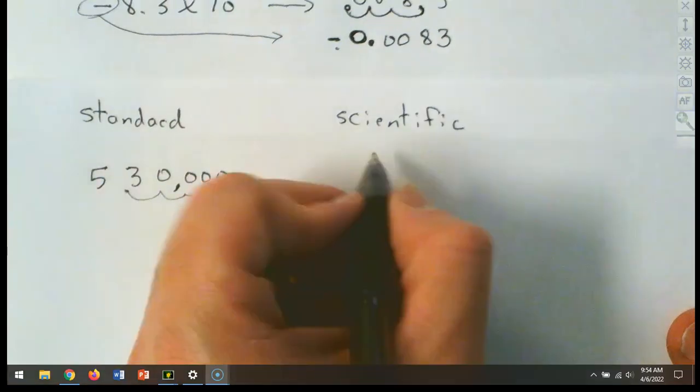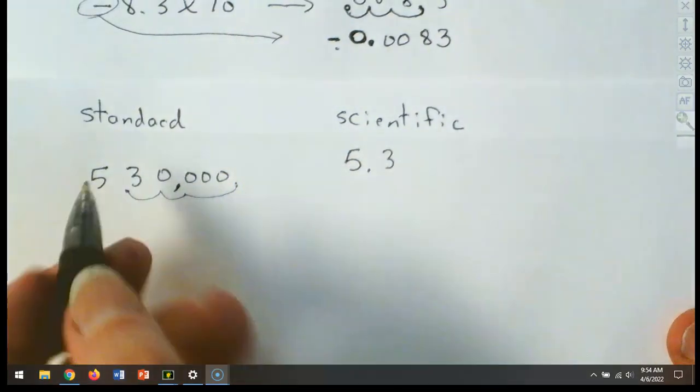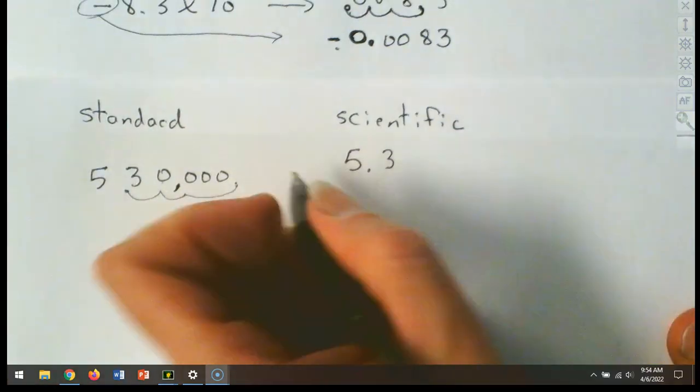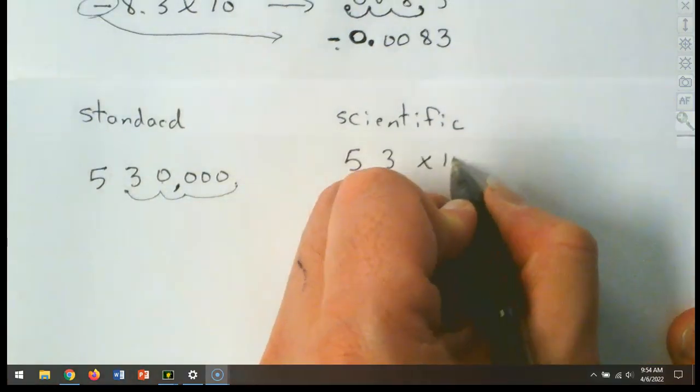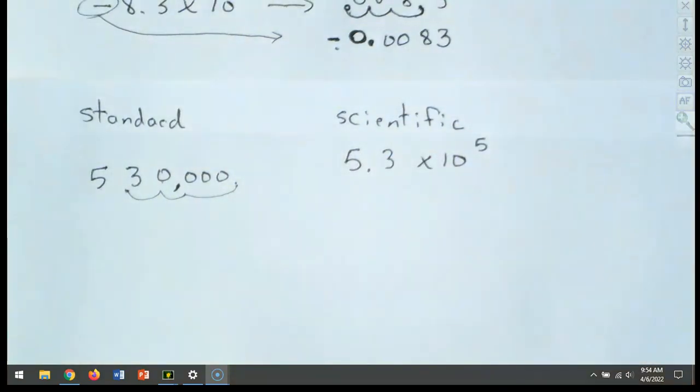You always want 1 digit, okay, and then the decimal. So 1 place, 1 digit, and then the decimal. So that's going to be moved 3, 4, 5. So that's 5.3 times 10 to the 5th power. Always, always 1 digit at the beginning. So always start with a whole number and then your decimal.